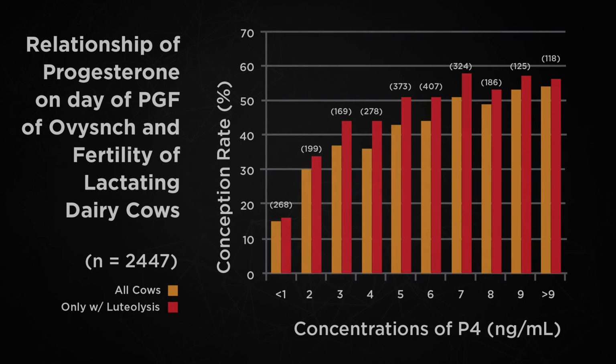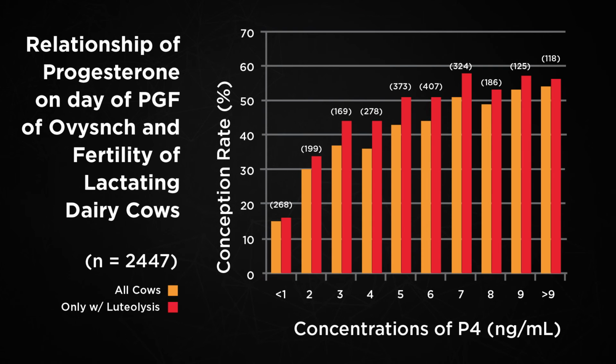In a very large data set from our laboratory, these 3 programs compared favorably to each other, each having about 45% conception rates to first service. In this large data set, it appeared that the higher the progesterone just prior to the prostaglandin F2 alpha of OvSync, the greater the conception rates. It is likely that the increase in fertility is due both to progesterone and the control of the age of the ovulatory follicle from these fertility programs.